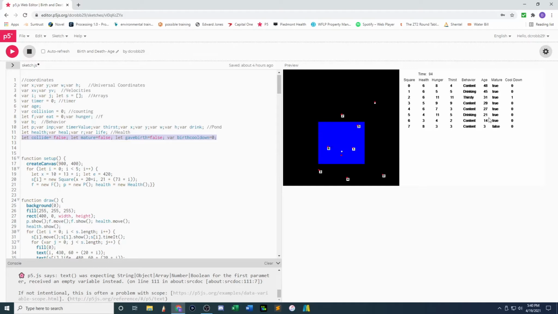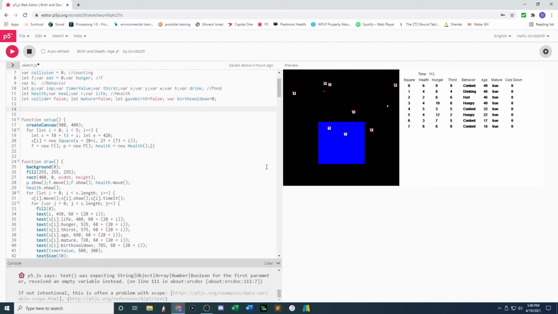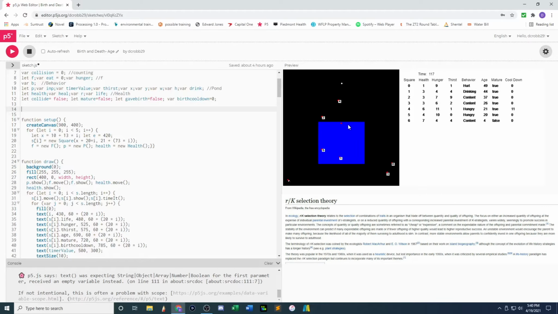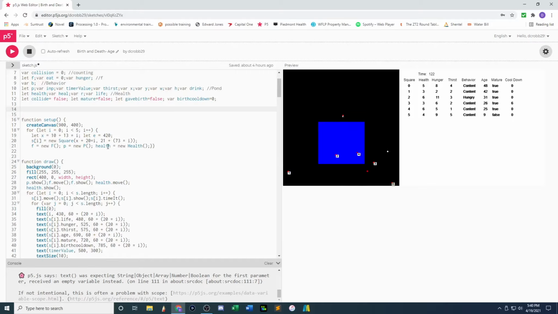Let's see. Well, we've got a pretty good population. We need more kids. Let me see here. Let mature equal false normally, of course. Let gave birth equal false. You don't want to just start giving birth when you pop into the world. And birth cooldown. So I had that, lovely, because people need a cooldown after they have a baby. This is more of an R strategy than a K strategy because they give birth to a baby and then they kind of just let it off into the world. But that's a little more biology.